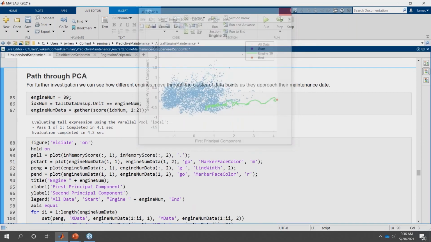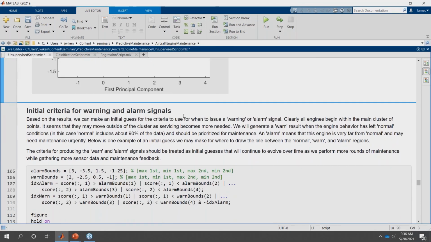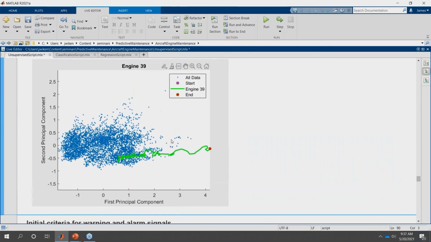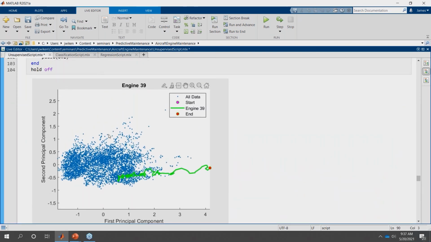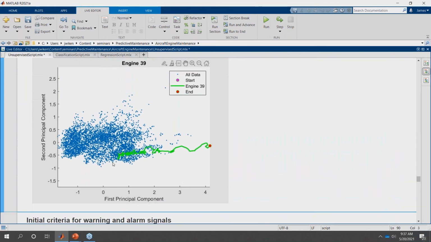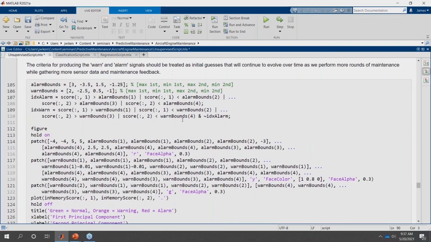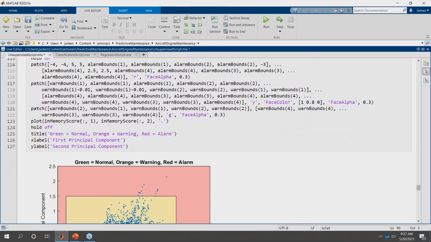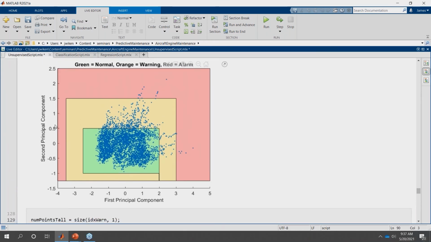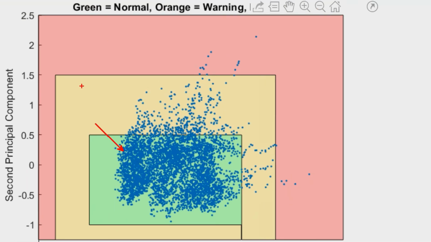So with all this information, we can set some initial criteria for how we want to divide up this space. This might look a little arbitrary, but it's chosen in order to put a certain number of points in each of these regions. So the green region is normal operation. This is where everything starts, and this captures around 90.5% of the overall data that we have.